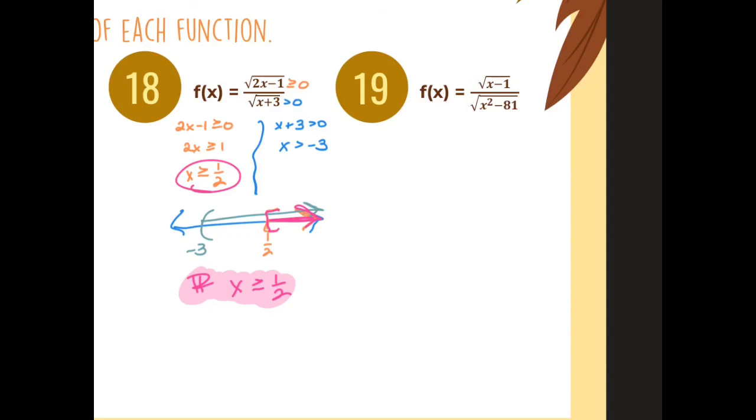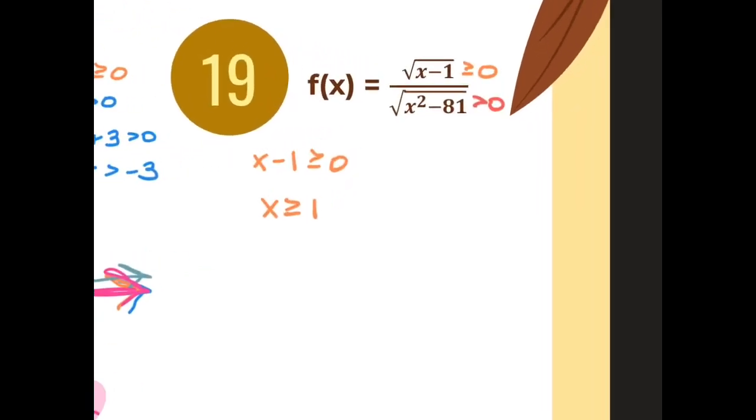And the last one, usually the most fun. That was sarcasm. Looking at the denominator, I'm going to set that greater than 0. And my numerator greater than or equal to 0. So the numerator, x minus 1, greater than or equal to 0. X is greater than or equal to 1.